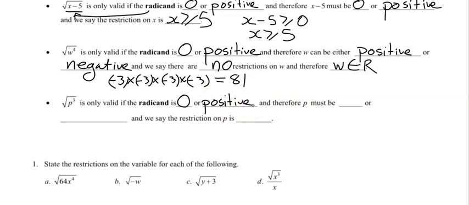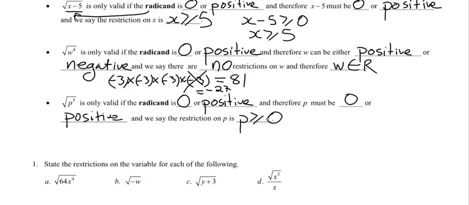But if I'm cubing p, then p must be, well, it could be 0, right? Or what? Positive, right? Because if we cube a negative, if we didn't do the last 3 here, that would be negative 27, right, if that was being cubed. So if we're raising to an odd power, then the radical could be 0, right, or positive. And so the restriction on p is, p must be greater than or equal to 0, right?